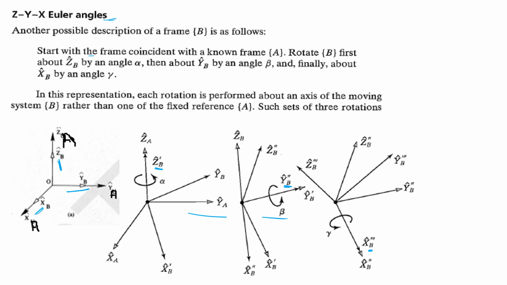So start with the frame coincident with the known frame A, and rotate B first about ZB. Previously we rotated B about XA, with respect to XA. But Euler angle means rotate B about ZB by an angle of alpha. Then again rotate the B frame about YB, then rotate B about XB by an angle. If you do it like this, then this is called Euler angles.